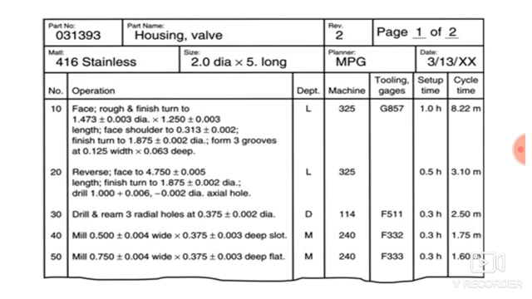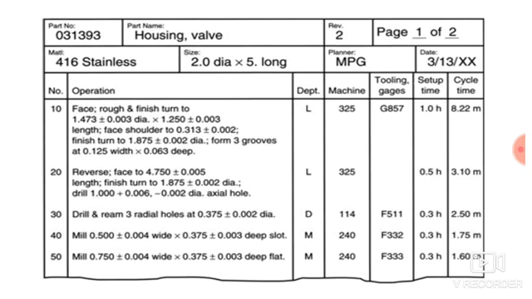Okay. Then as the first operation is roughing, that will be done on lathe machine. Second operation again turning, so it will be done on lathe machine, so lathe department. Third operation is drilling and reaming, so it will be done in drilling department. Fourth and fifth operation is milling, so it will be done in milling department. Then you have to mention the machine numbers. So the machine numbers like 325, 114, 240, these are nothing but different machine numbers.